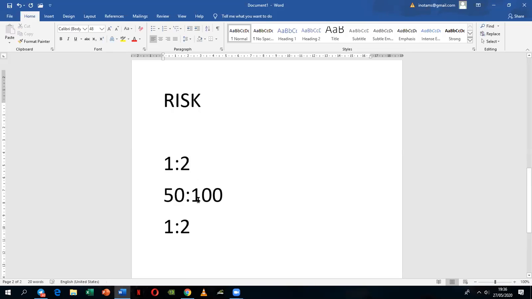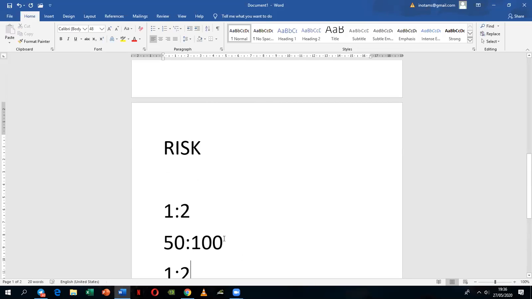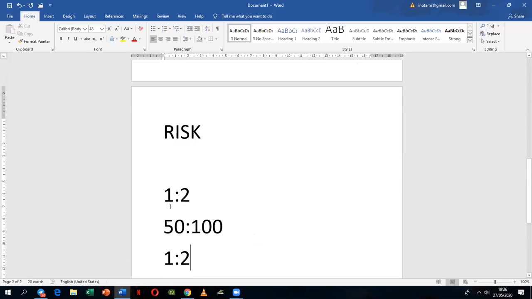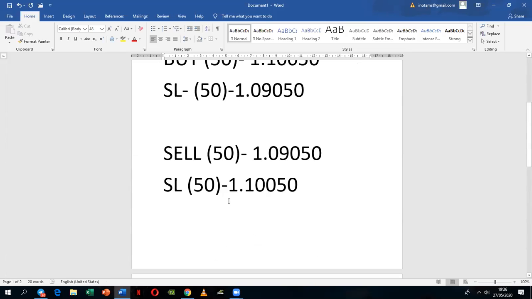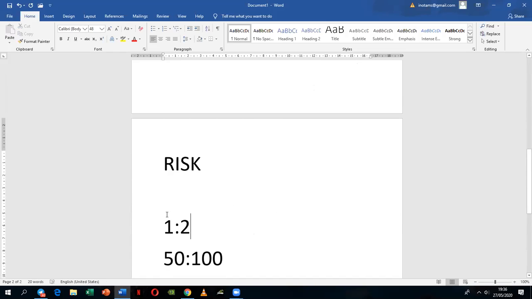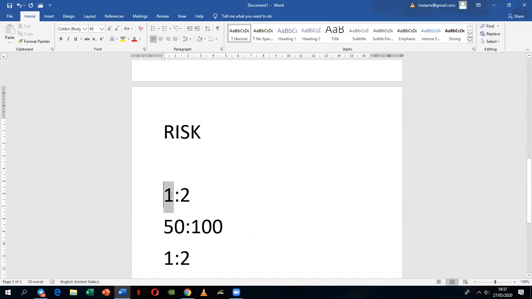All right, so let's go back on this order. The next time they ask you about risk, just know the first number represents the reward. So let's say we have a risk of 2 to 5.